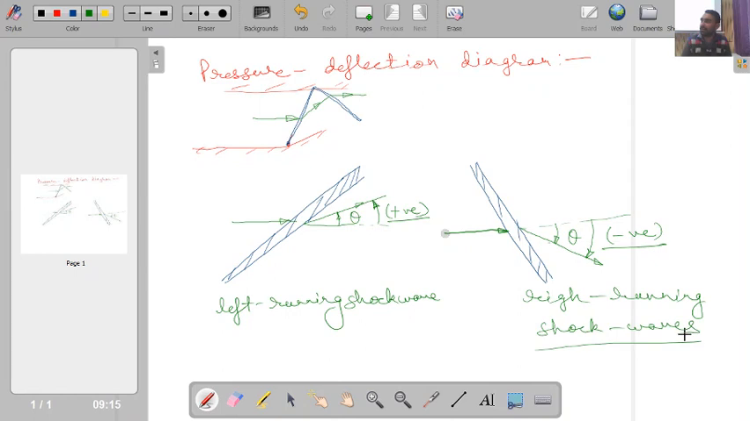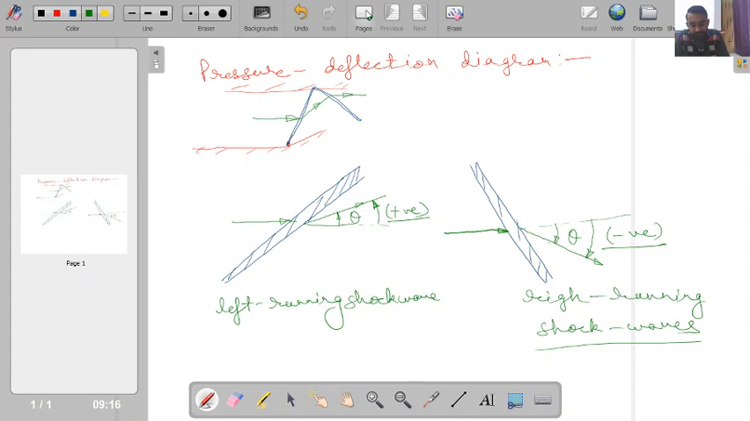Is this point clear? One family we have called the left running shock waves, and the other family we have called the right running shock waves. Now let's see, if we have a left running shock wave, how our pressure deflection diagram will look for that.